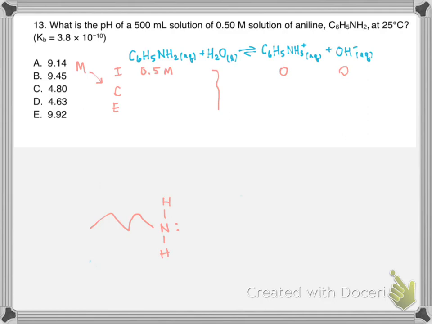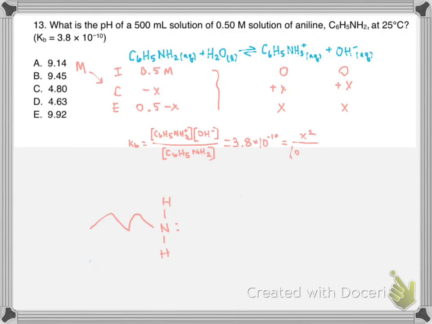So we can go ahead and do our change as minus x, plus x, plus x. 0.5 minus x, x, x. Okay, and then we can go ahead and write our Kb expression. We have our aqueous products over our aqueous reactants equal to that Kb. We can plug in our equilibrium row to that expression and get x squared divided by 0.5 minus x.